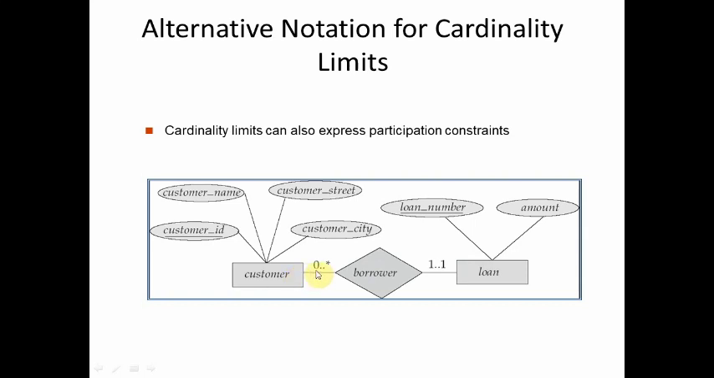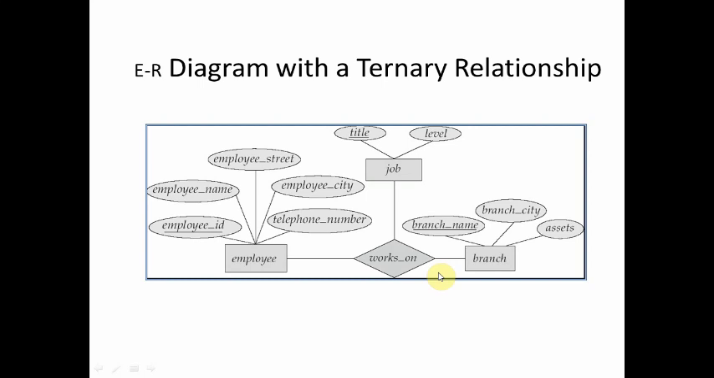I mean, may or may not have a loan. However, if there is a loan, it can be associated with one customer. So you can be able to set those kind of limits when you are defining that. Now look at this kind of relationship that we have in here.